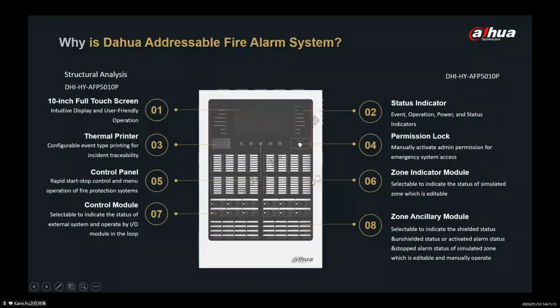And for the zone indicate module here, you can define the zone by yourself with the addressable address. Like you can make a zone and you can configure which zone you want to indicate in the panel. And this is the zone ancillary module. It not only supports the indication of the state, but also control. So you can choose the shared or unshared state and control, or activate or stop state and control for the zone.